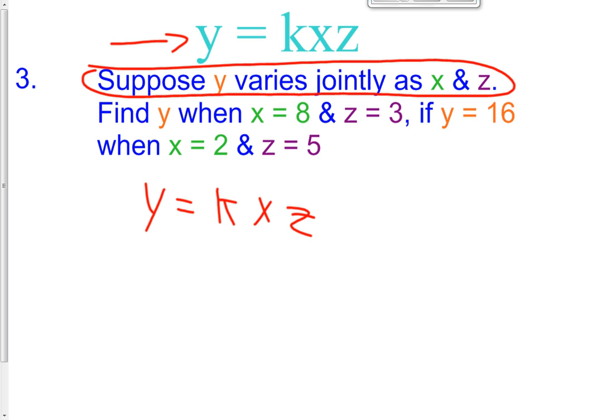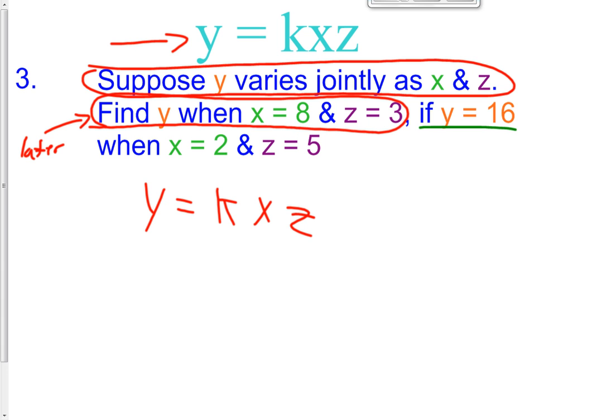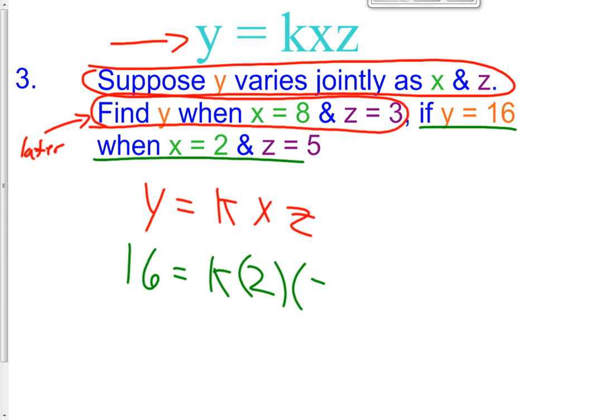So now what we're going to do is find y when x equals 8 and z equals 3. Well, we can't do this yet. We'll do this later. We first have to find the constant of variation. So to find the constant of variation, we got to use this second sentence right here. It says y equals 16 when x equals 2 and z equals 5. So let's now solve for k.